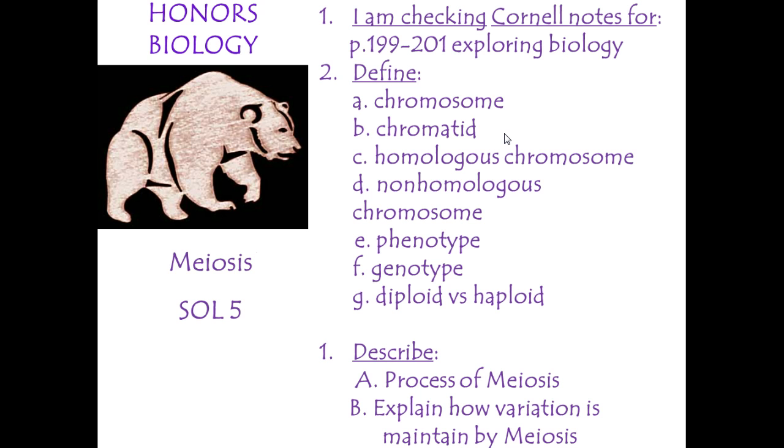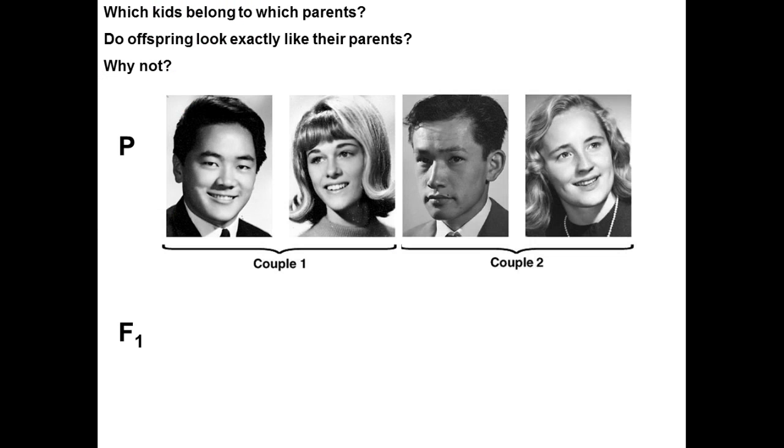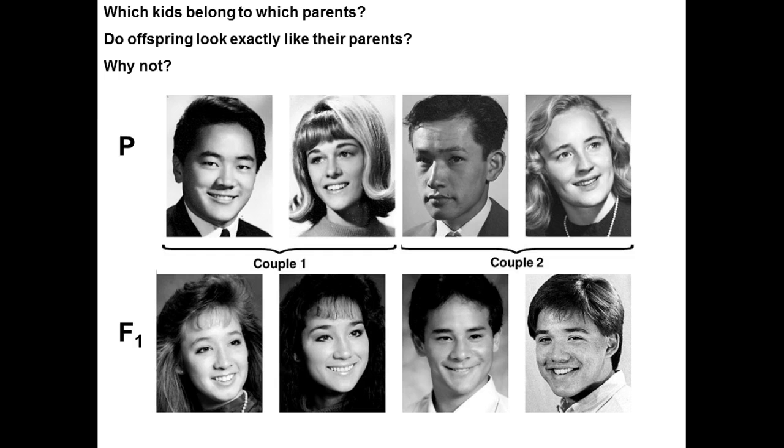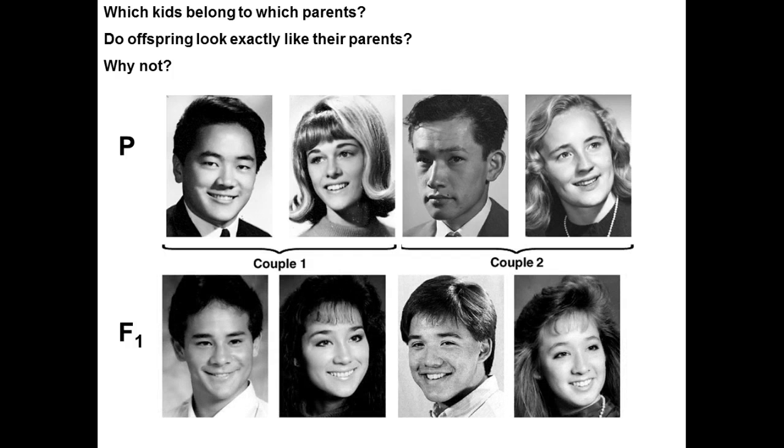So at the end of this presentation, you should be able to describe the process of meiosis and explain how variation is maintained by meiosis. Now, if you look at these two couples and you look at the children, can you identify what two kids belong to which couple? And see if you guessed it right. So you could see there that these kids share similarities to their parents, and yet each sibling is different, and this is all because of how your chromosomes are mixed up during meiosis.